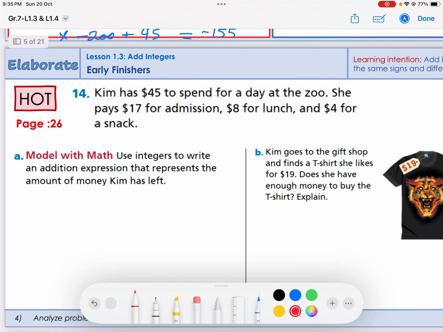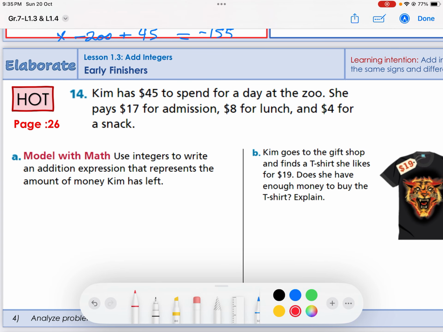Okay, now, this is a good question. We have Kim. She has $45 to spend at the zoo. She pays $17 for admission, $8 for lunch, and $4 for a snack. Here they're asking you to use integers to write the addition expression that represents the amount of money she has left.